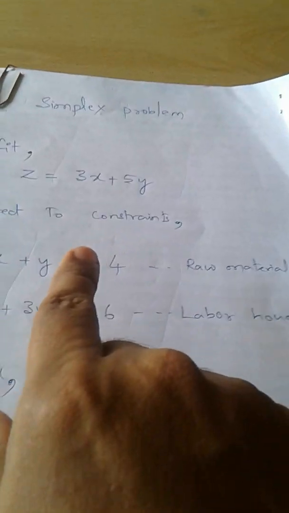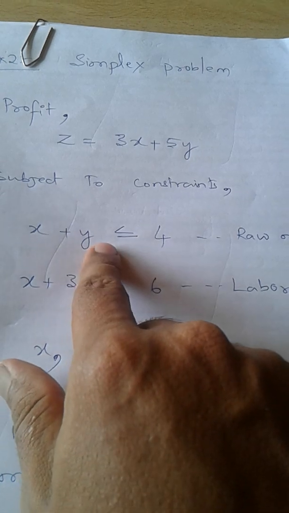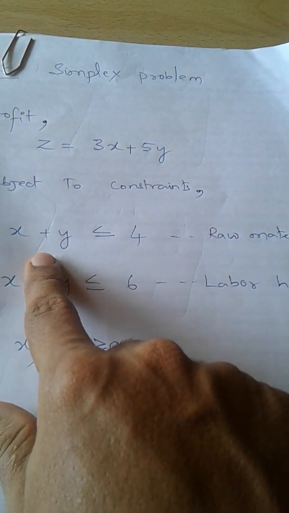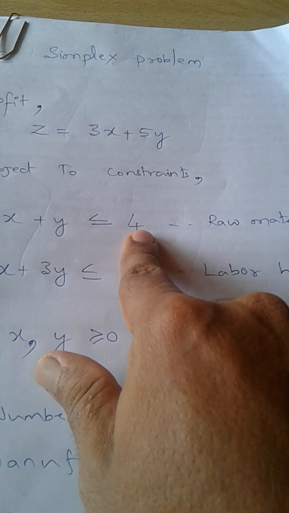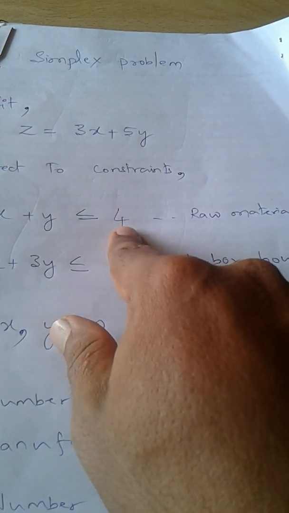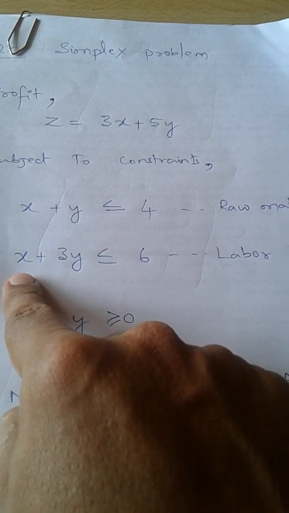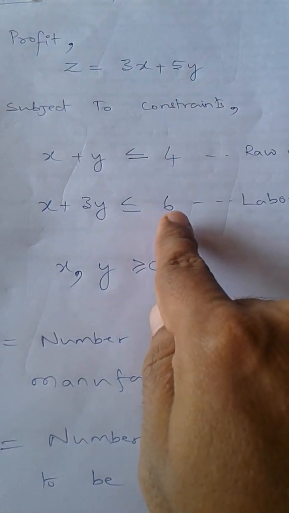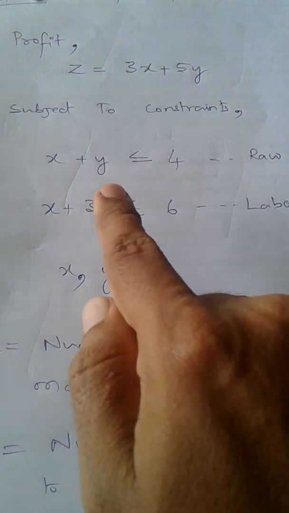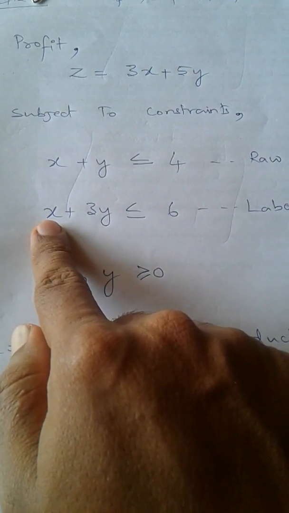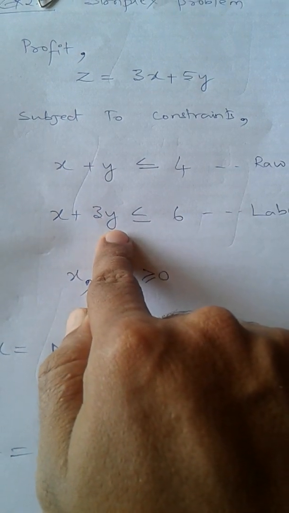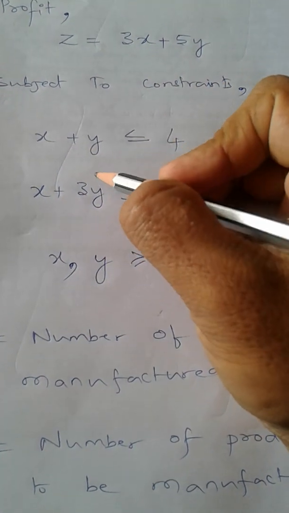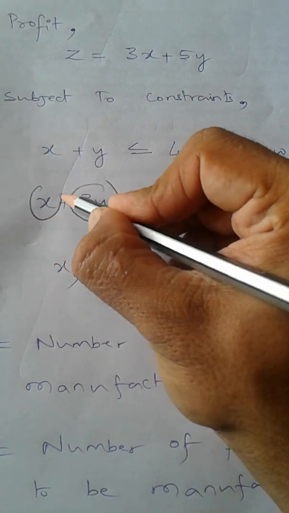So what this equation says is that x plus y is the total raw material required to manufacture both product A and product B, and finally 4 kgs is the total available raw material. In the next equation, we have total available labor hours of 6 hours, in which x hours is required for manufacturing product A and 3y hours is required to manufacture product B.